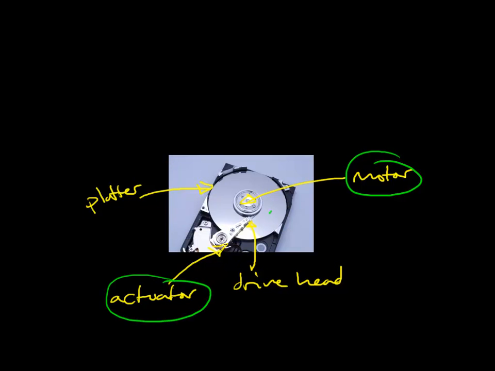So this tiny motor or actuator could stop moving, which means the drive head can't move. And another failure which can happen is that the disk head can get too close to the motor here, and it can actually crash into it, which obviously causes the disk to fail as well. So there's a number of ways in which hard disks can fail.